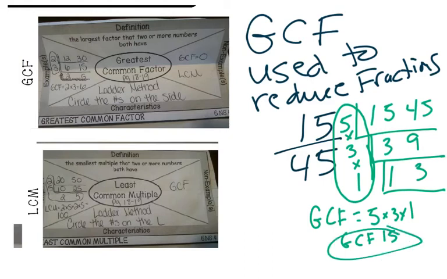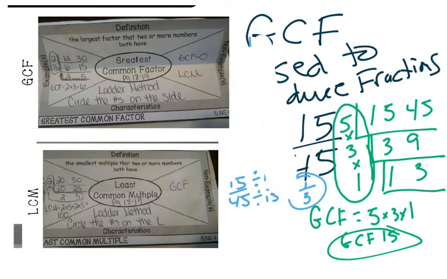Okay? So since I know my greatest common factor is 15, then what I would do is take my 15/45 and I would divide both my numerator and my denominator by 15 over 15, and I would end up with 1/3. So 15 over 45 is equal to 1/3. Okay, so I just used a greatest common factor of 15 to reduce that fraction. So as you can see, greatest common factor is the largest factor that 2 or more numbers both have in common, and we are going to use that to reduce fractions.